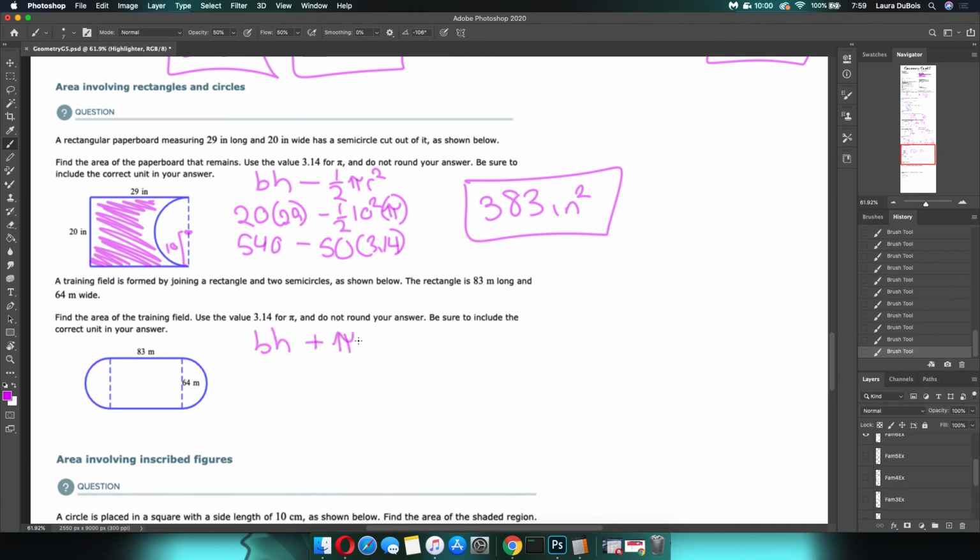Here, instead of subtracting, we're going to be adding because we have the base times the height, and then we have to add pi r squared, because this part is a semicircle and this part is a semicircle, semi plus semi is going to make a whole. So we have 83 times 64. What's half of 64? 32. So now we need to do, oh Lord, 32 squared times pi.